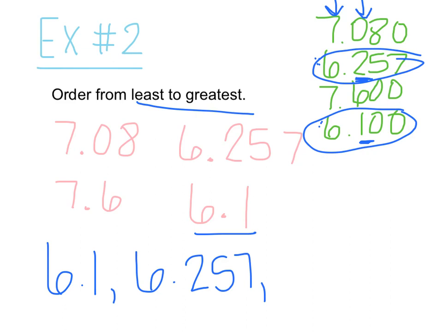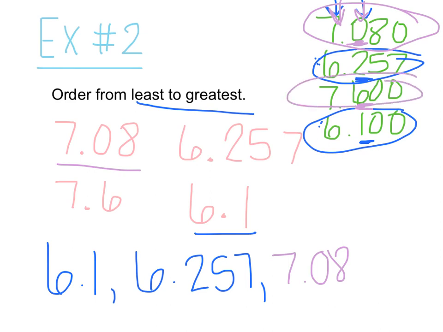Now I'm down to my other 2 numbers. I already know they both have 7s in the ones place. So then I look at the tenths place. This one has a 0 and this one has a 6. 0 is going to be smaller. So this is my next number, 7 and 8/100. Then my last one is 7 and 6/10, my greatest number.